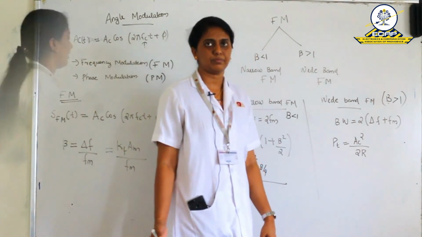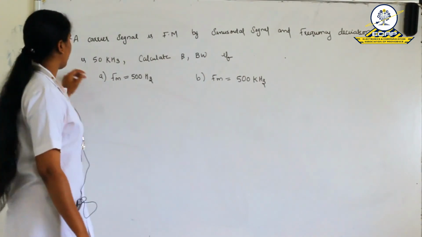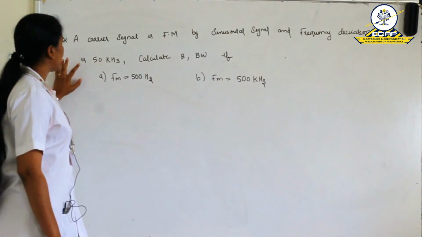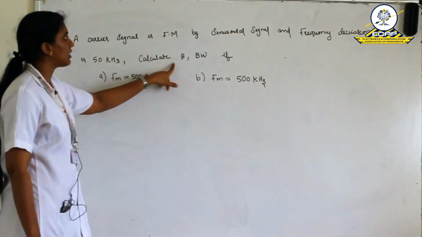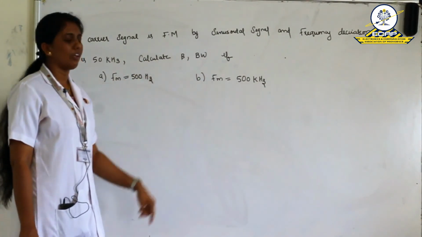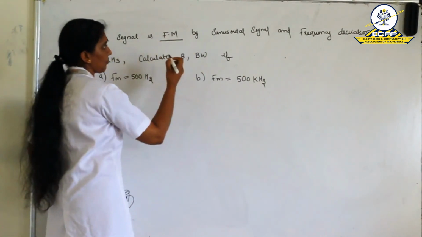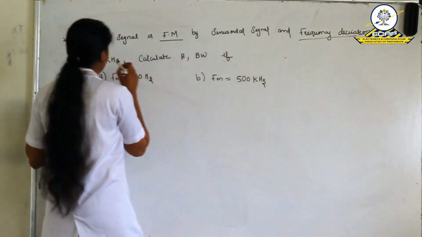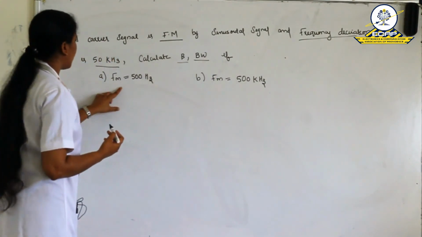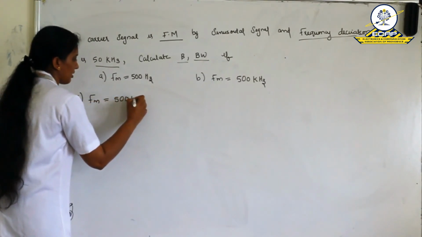Next, we are going to discuss one problem related to frequency modulation. A carrier signal is frequency modulated by a sinusoidal signal and the frequency deviation is 50 kHz. Calculate beta and bandwidth if fm is equal to 500 Hz and if fm is equal to 500 kHz. The frequency deviation is given in the question, that is 50 kHz. Calculate beta and bandwidth. In the first part, fm is equal to 500 Hz.